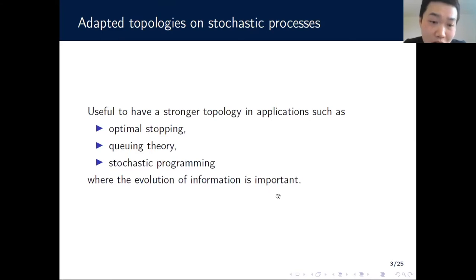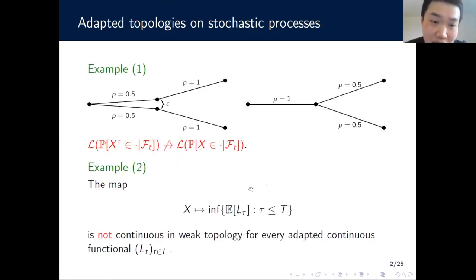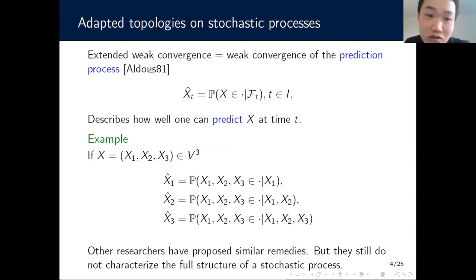Okay, so now how can we modify the weak convergence? To get some intuition, let's go back to this example. As we have noticed, the discrepancy between these two processes appears when we look at their conditional distributions. So it's quite natural to require that the weak convergence also hold true for conditional distributions rather than only for the process itself. Based on this consideration, Aldous in 1981 introduced the so-called extended weak convergence, which is exactly the weak convergence of the underlying prediction process denoted by X hat t, which is just the evolution of the conditional distribution of X given the sigma algebra F_t. So it describes how well one can predict the path X at time t.